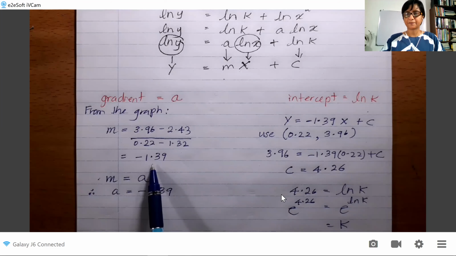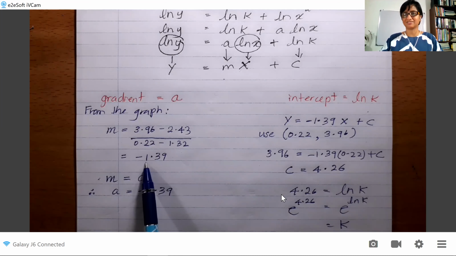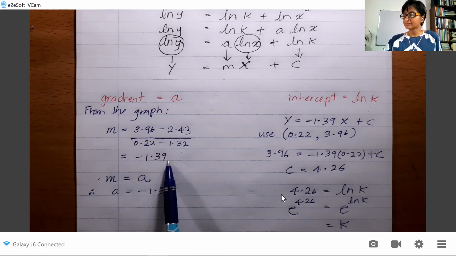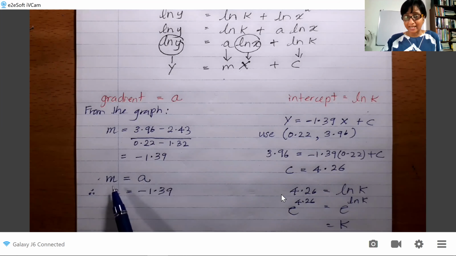M is, that's the intercept. What is intercept? 4.27. Yeah, 4.26 or 27. Yes, Hakti, that's right. Right, so for the gradient you get minus 1.39. So gradient is a, so a is minus 1.39.